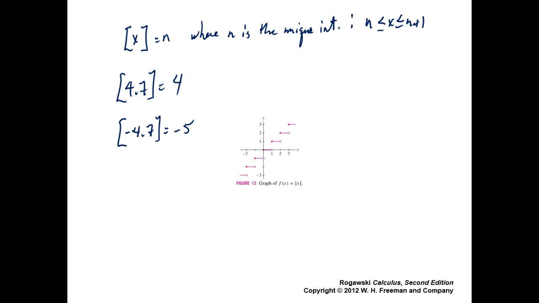Okay, so let's do example 4. Can we evaluate the limit as x approaches 2 of the greatest integer in x using substitution? Most of the time we like to just plug it in. That's what we mean by substitution. And that might be your first inclination here.